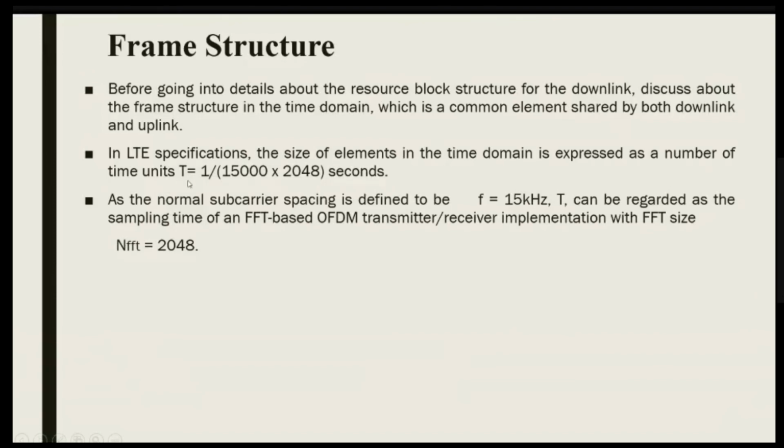The time unit Ts is given by 1 divided by 15,000 times 2048 seconds, where 15,000 is the subcarrier frequency and 2048 is the total number of sampling points used in the FFT based OFDM transmitter or receiver. So it is a size N FFT, in either the transmitter or receiver, whose value will be 2048. So the time unit is Ts equal to 1 divided by 15,000 times 2048 seconds.